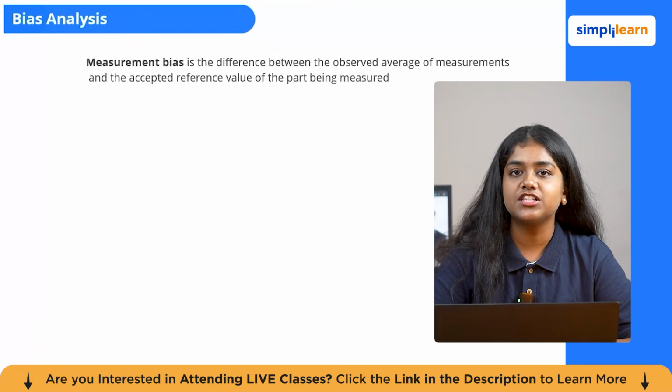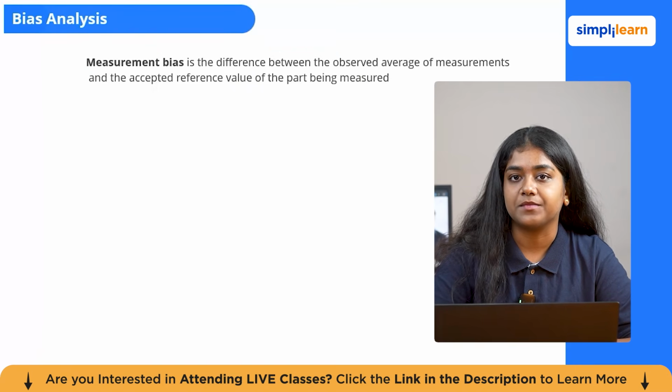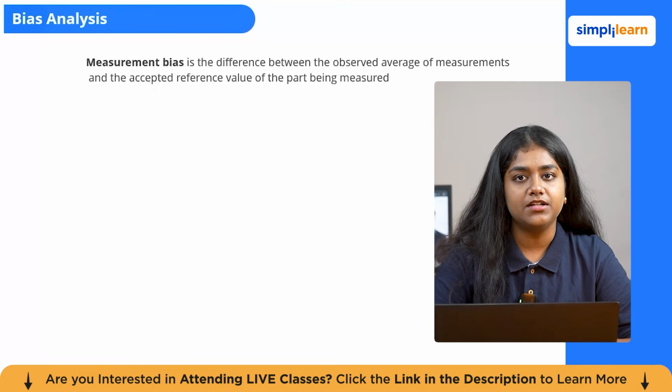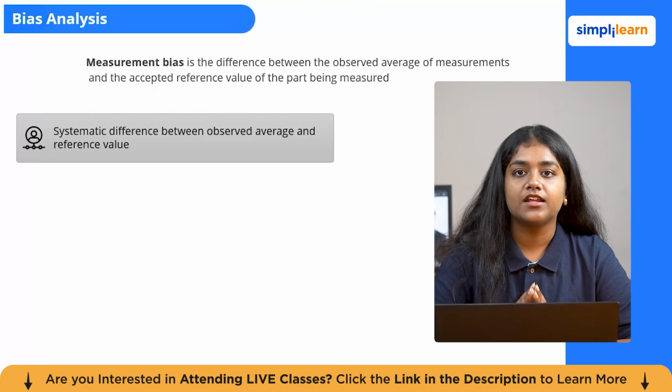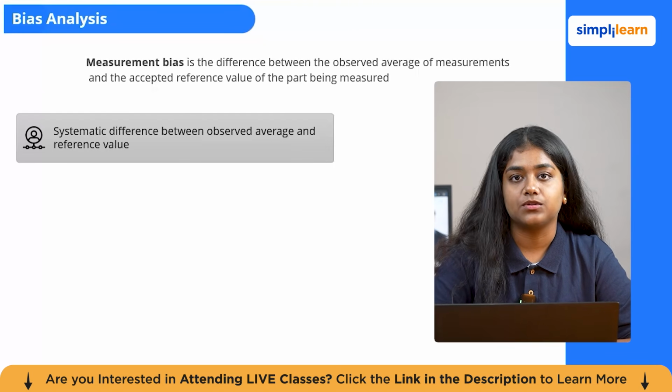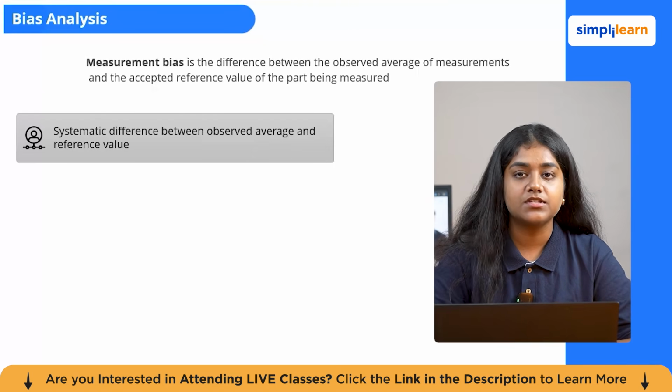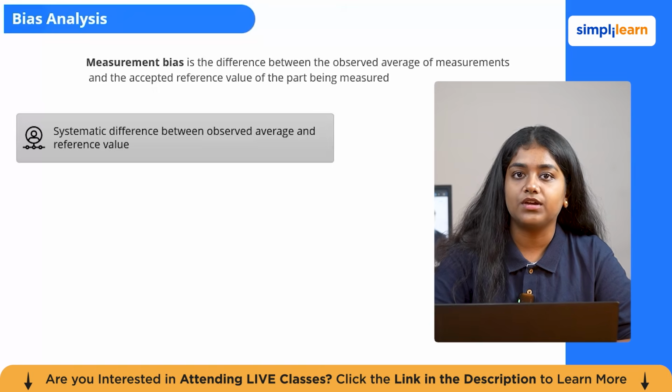Measurement bias is the difference between the observed average of measurements and the accepted reference value of the part being measured. In simple terms, how far off is your gauge on average? Bias is a systematic error. It is not caused by random variation. It is a consistent measurement error that pushes the result in one direction. Because it is systematic, repeated measurements do not cancel it out. Even if you measure the part many times, the average will still be shifted away from the true value.